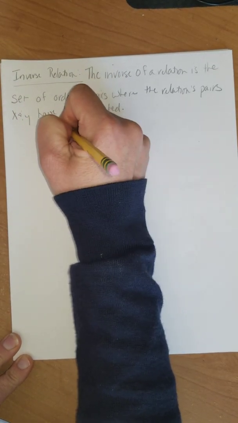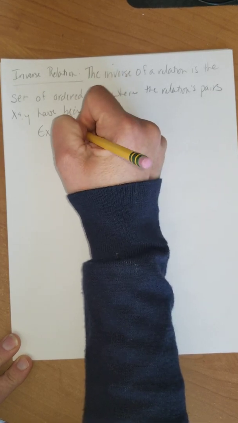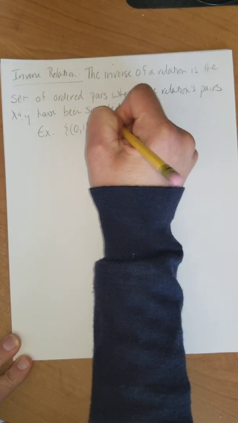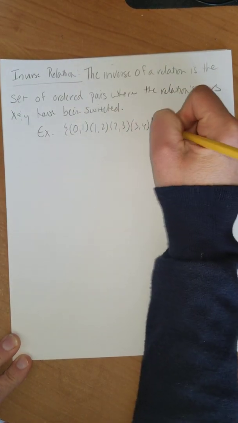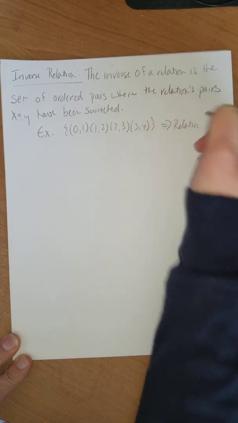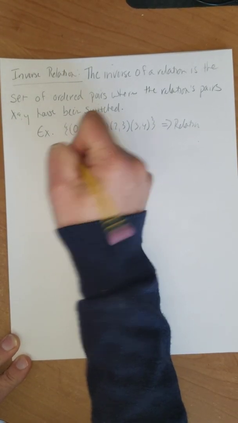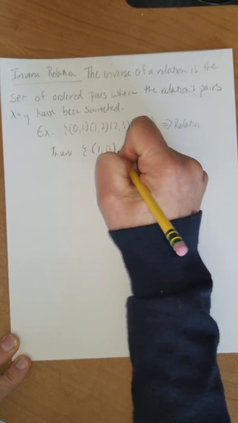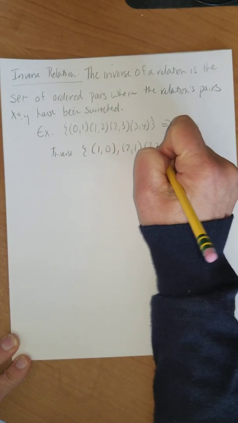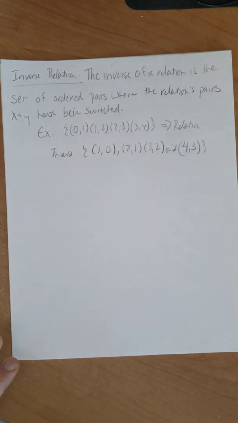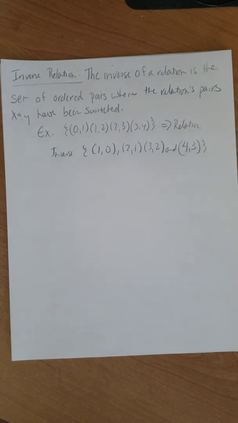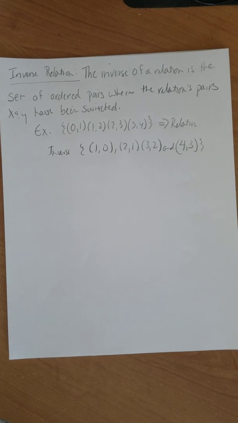For example, if I had the relation, let's say (0, 1), (1, 2), (2, 3), and we'll just go (3, 4). This is my relation. My inverse would be (1, 0), (2, 1), (3, 2), and (4, 3). That would be it. So that's what an inverse relation is, and we're going to look a little bit more deeply at that in just a bit.